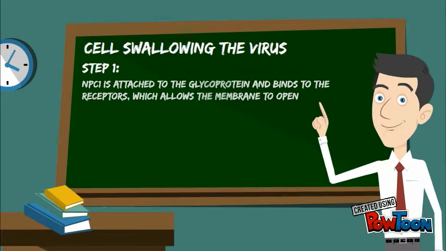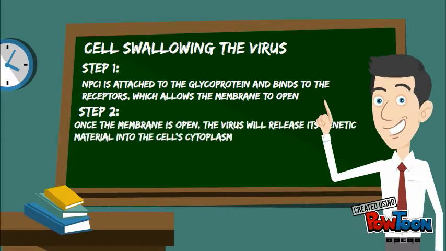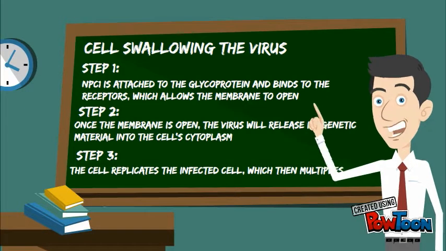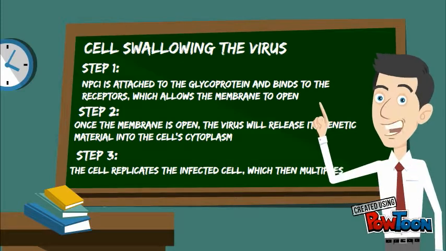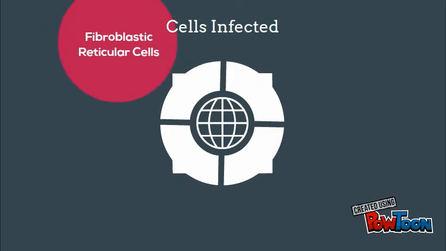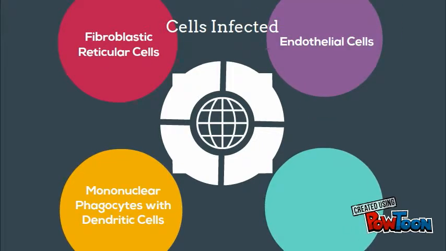Once the endosome opens its membrane, the virus releases its genetic material into the cell's cytoplasm and uses the cell's replication machinery to replicate itself. Essentially, the virus takes over the cell and turns it into a factory to make more copies of itself. Eventually, the infected cell will release copies of the virus, and they will start targeting other immune system cells and other healthy cells like liver cells.